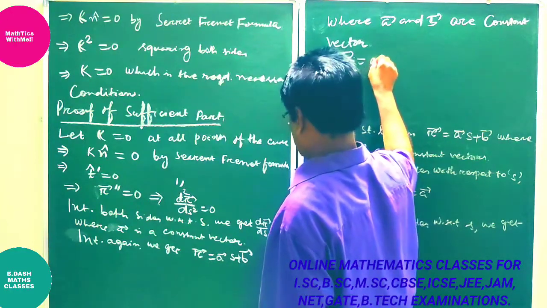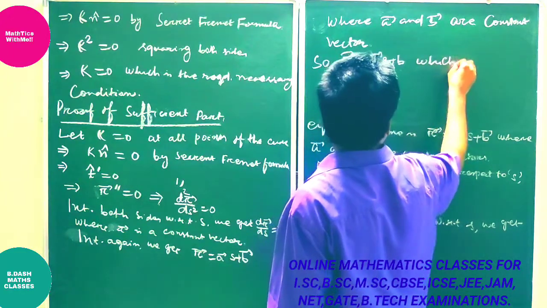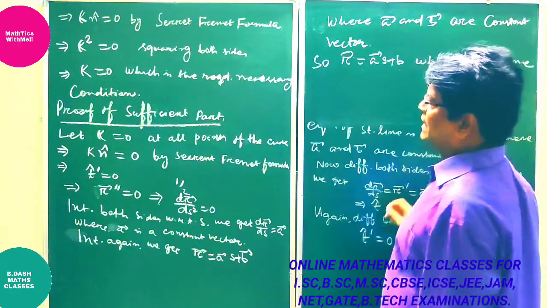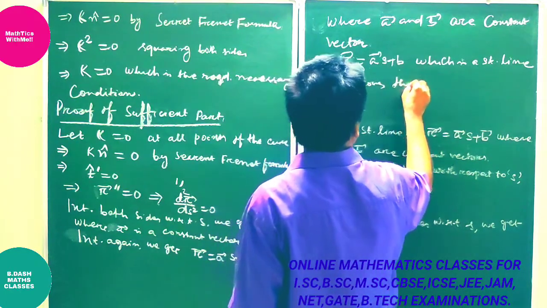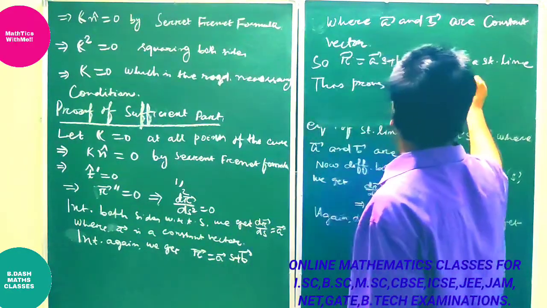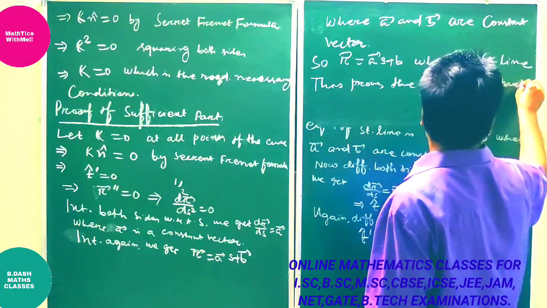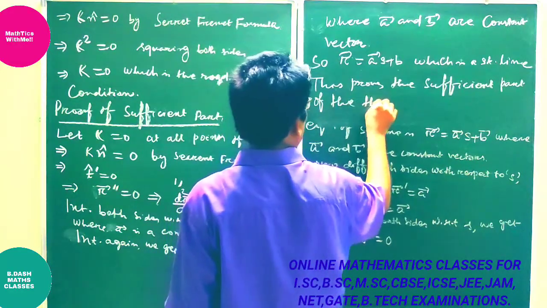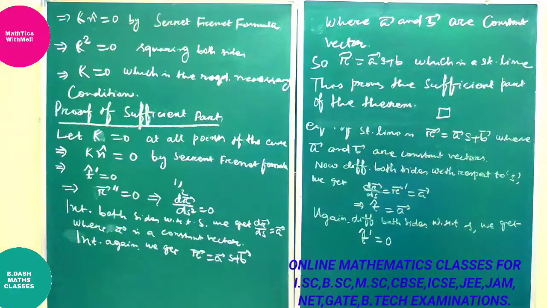So vector r is equal to vector s plus b, which is a straight line. This proves the sufficient part of the theorem. This proves the sufficient part of the theorem.